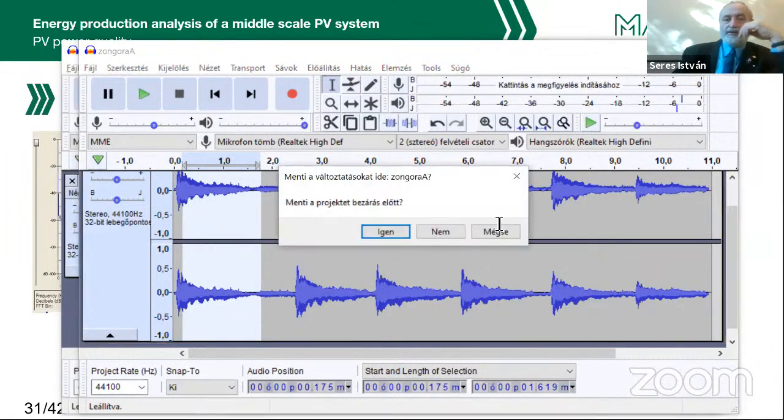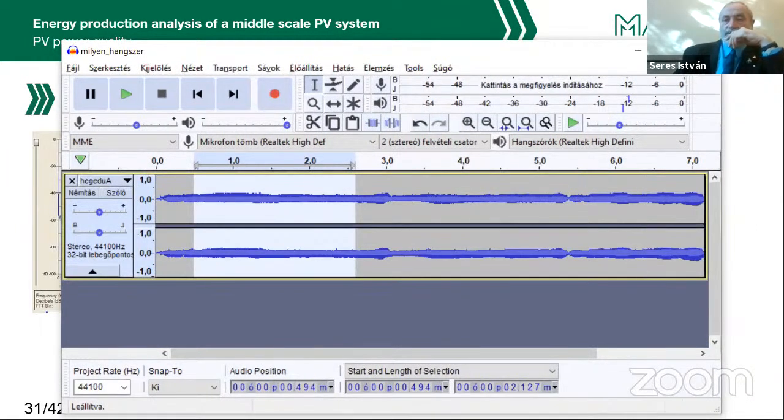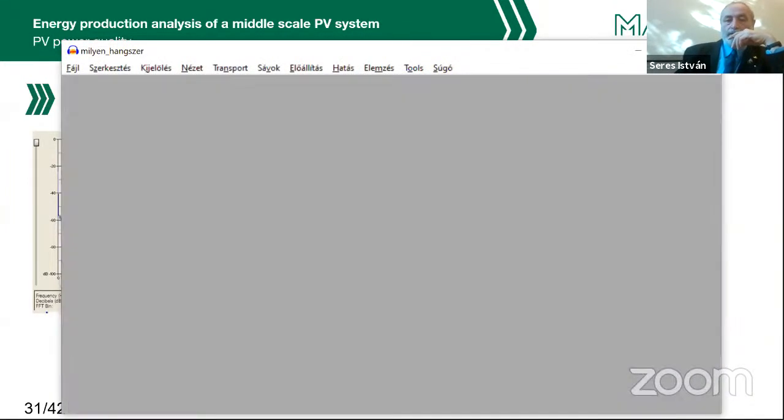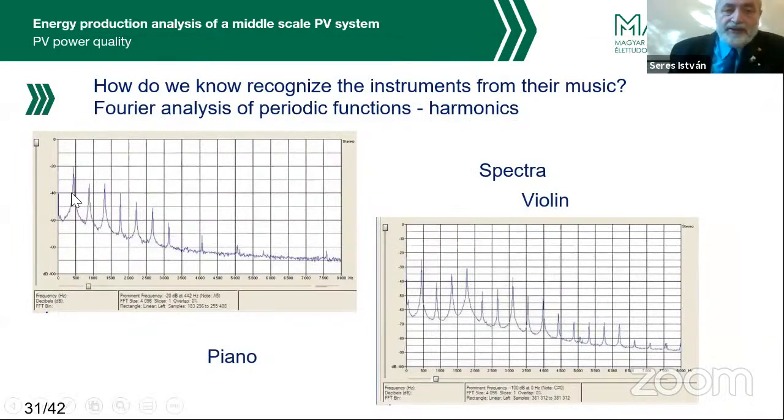Okay, this was about the sound. Now I'm coming back to my presentation. So this is a spectra of the piano, and this is the spectra of a violin with a different software. So what we can see, what is the difference? The difference is the power rate of the harmonics. But these harmonics exist for any system when we are generating periodic functions.